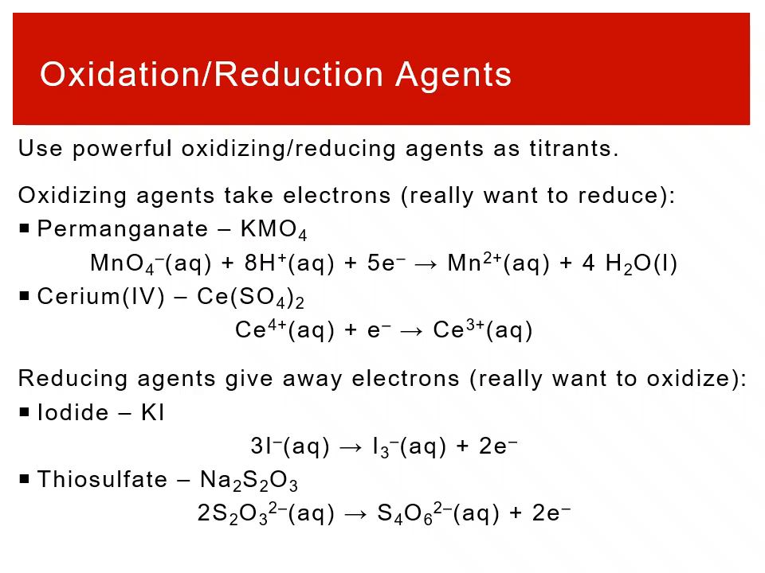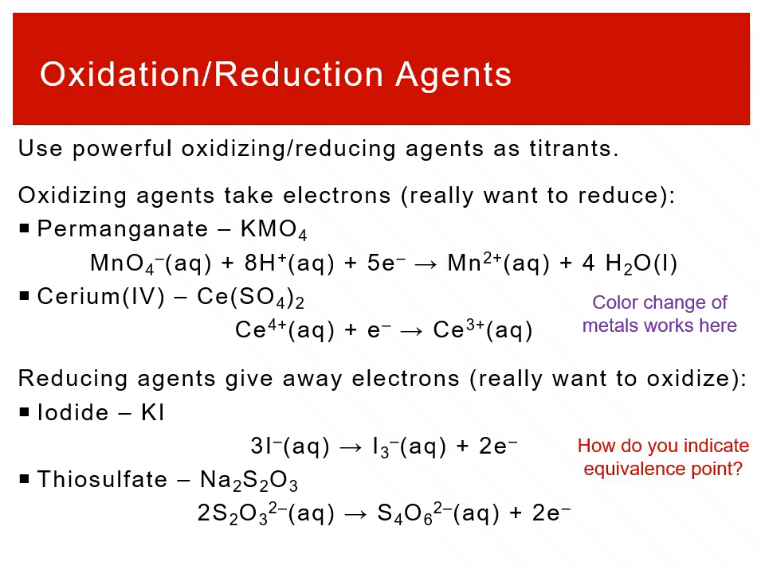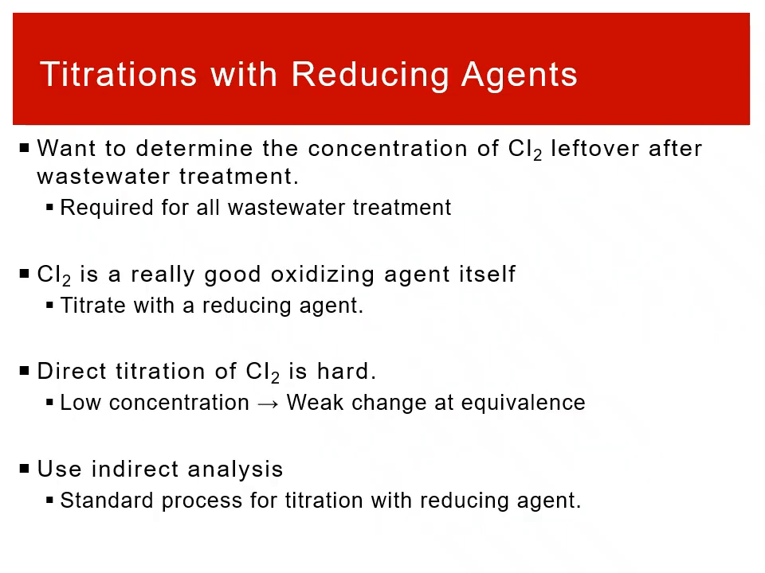And so we know that when we're using permanganate, we get those nice color changes of the metal that work for indicating that we've reached the equivalence point. If you're using a reducing agent, though, how do you indicate the equivalence point? These things do show some color changes, but they're not as strong because you'll note there are no transition metals in there. And so we need to use something else. We basically use an indicator.